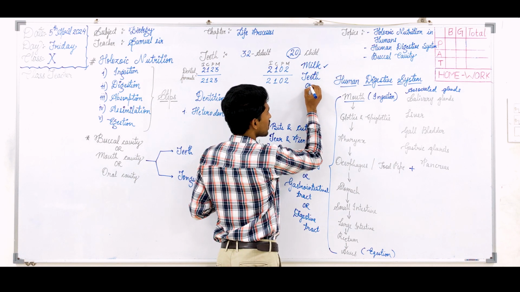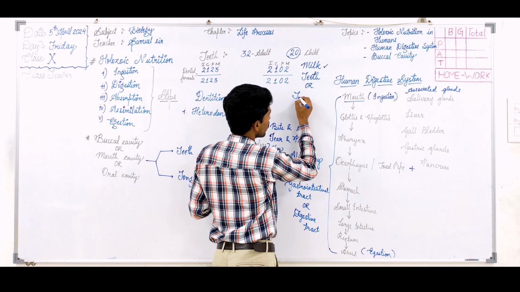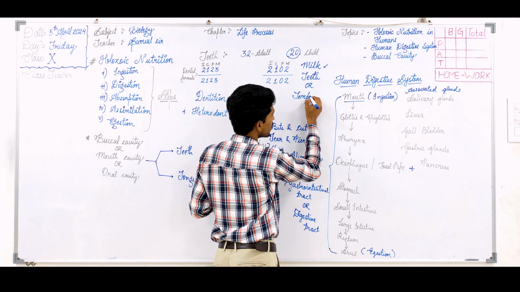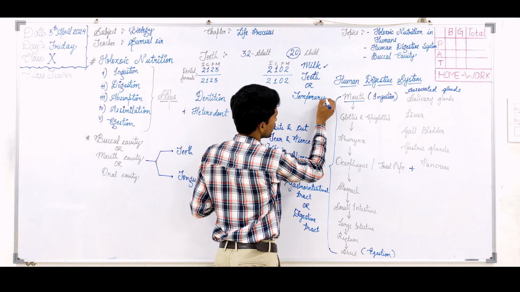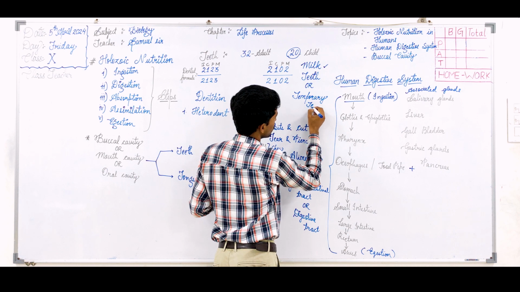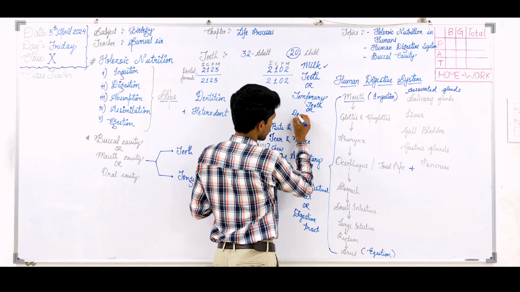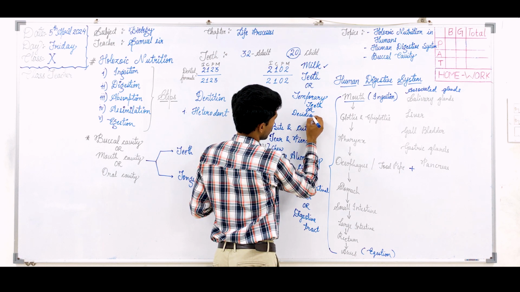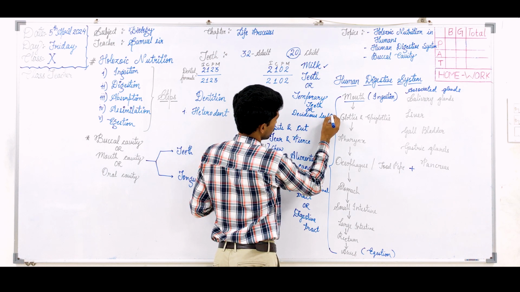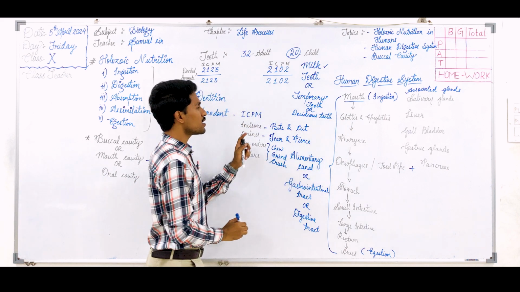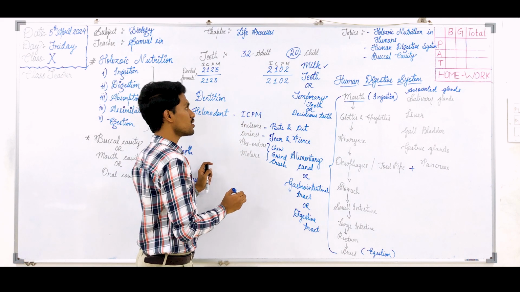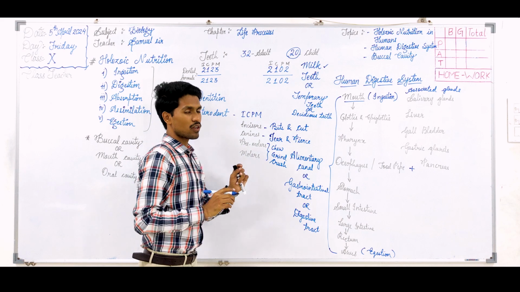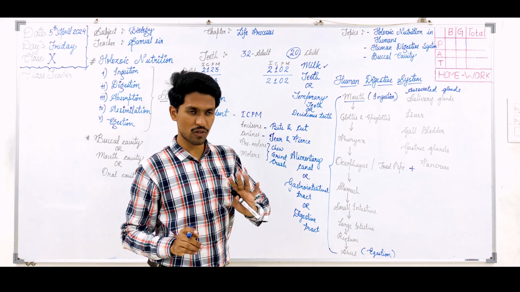Now milk teeth has another name called as temporary teeth, which you can also call it as deciduous teeth. Now why it is called temporary or deciduous? Because this is for a short period of time, for a short duration.